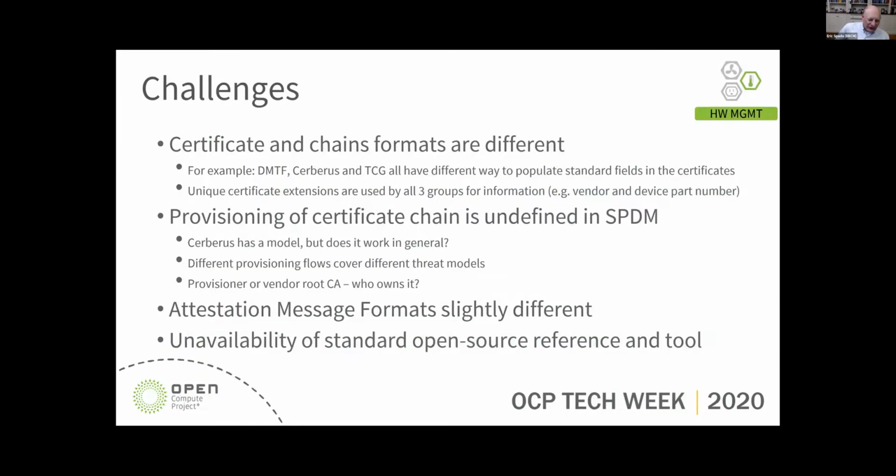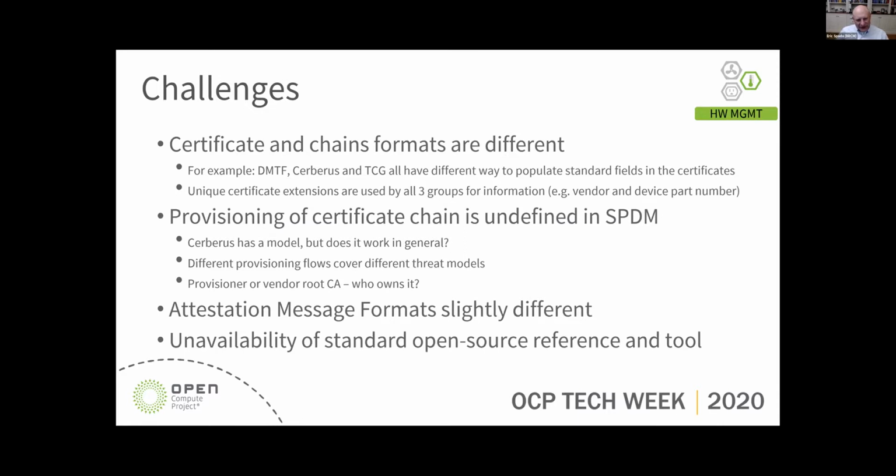So I'll just highlight a couple of the challenges here. The first one is that the certificates and chain formats are slightly different. If you look at Cerberus, it has an index model, and DMTF has a model that has a stack. There are benefits to each of those. The Cerberus one is easier to parse, but has some flexibility. But the DMTF one is somewhat compatible with USB 3, and both of which are X509 certificate stacks.